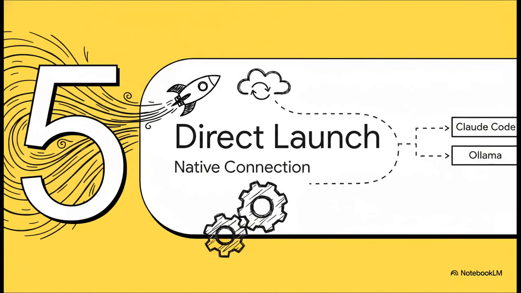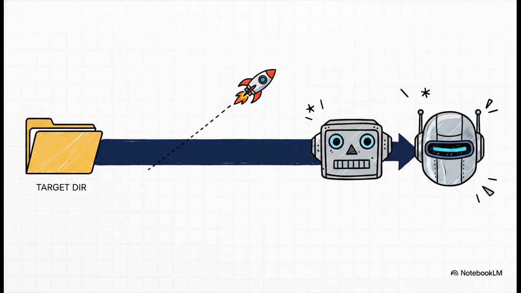Section 5. Method 2. Direct launch, native connection. Now, while the proxy route is incredibly powerful and flexible, there is actually a second, arguably much cleaner method to achieve this connection natively. Ollama actually provides a built-in launch command that totally bypasses the need for a proxy middleman.